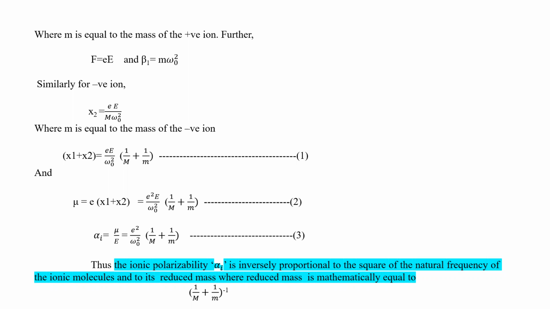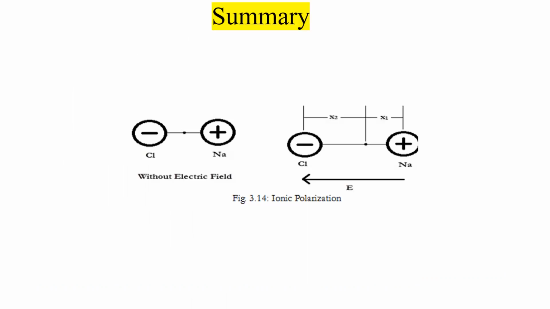Finally the dipole moment of the molecule is connected with E into x1 plus x2. So from that finally we calculate alpha I is equal to mu by E. So from that we can derive the polarizability of that media. It's very simple calculations. Okay, so finally these are the things we'll discuss today.